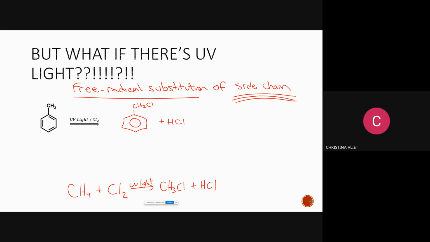So the thing you have to remember here is if you have a side chain and you have UV light, the chlorine doesn't go to the benzene ring. The chlorine goes to the side chain. The chlorine can't go to the benzene ring. Why not?